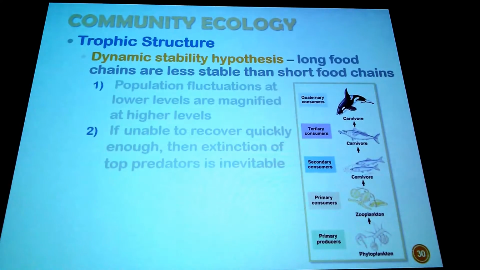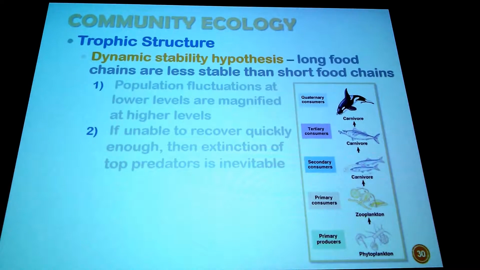Okay, I've got phytoplankton, which is plants, zooplankton, tiny little animals, small fish feeding on the zooplankton, bigger fish feeding on the small fish, and then I've got a killer whale feeding on the bigger fish. Let's say something happens to wipe out these fish right here. Let's say a red tide or something like that, some kind of natural disaster. These guys are gone. Well, if these go, then these are going to get gone, and these are going to get gone. So population fluctuations at lower levels are magnified at higher levels.